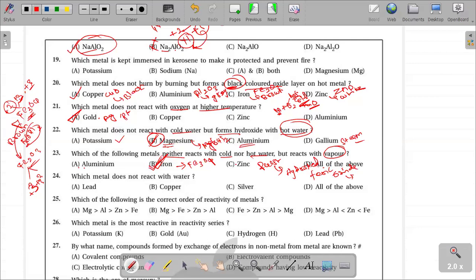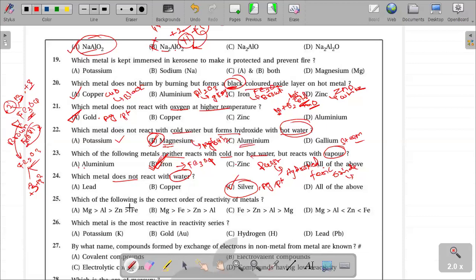Next, which metal does not react with water? Silver is the least reactive. That's why we say silver won't react with water, and that's why we can make ornaments. Silver, gold, platinum. These three elements won't react with steam, hot water or cold water, whatever the condition, it won't react. These are the elements that won't react with any kind of water.